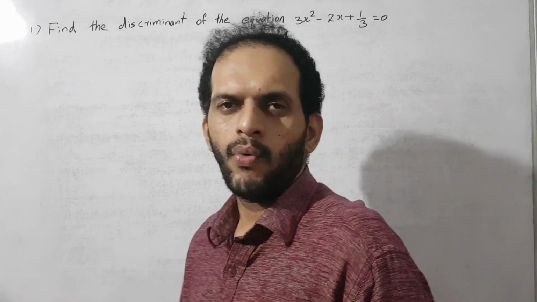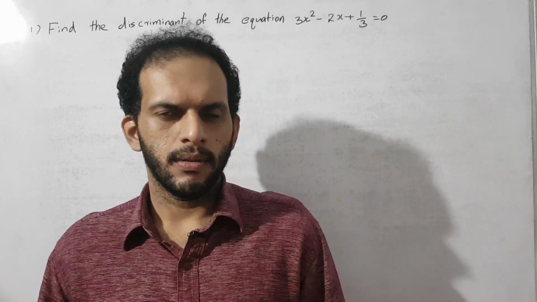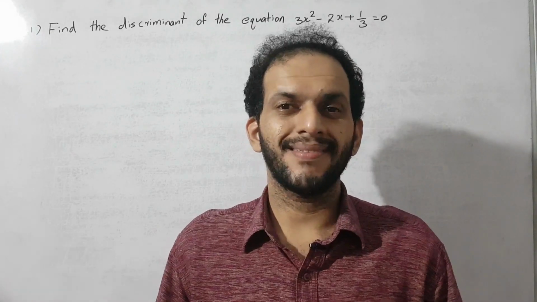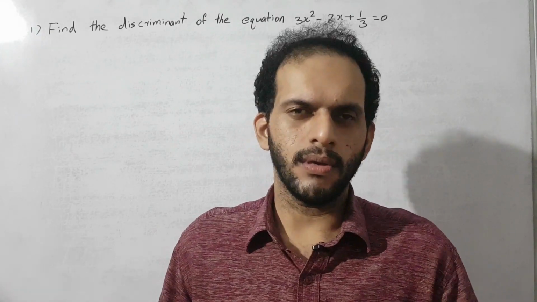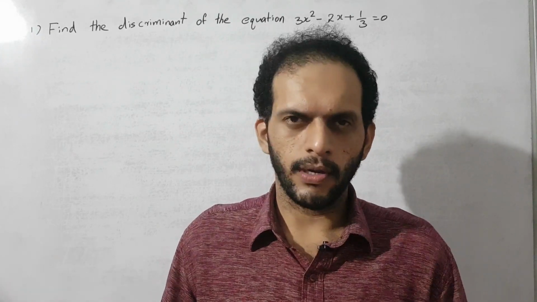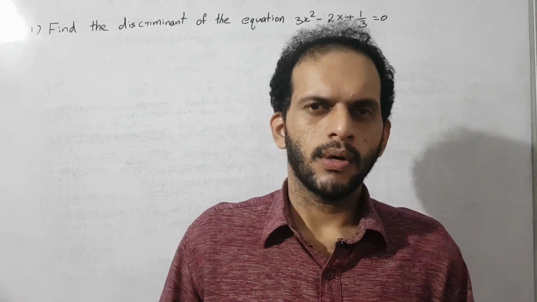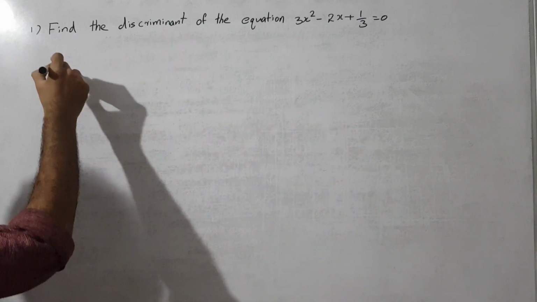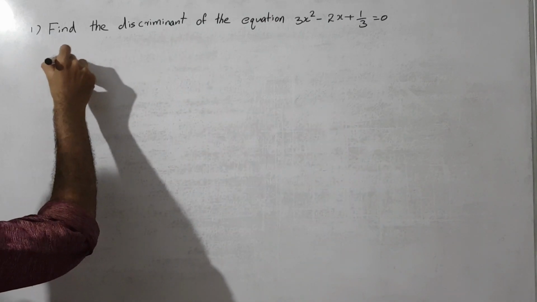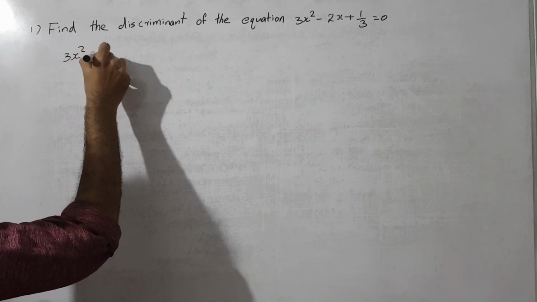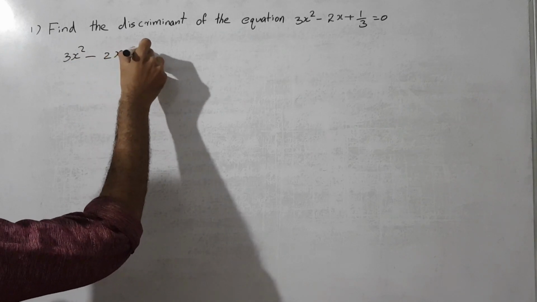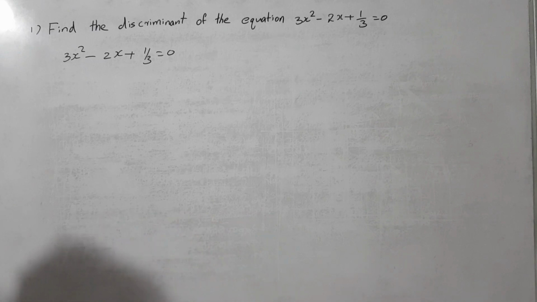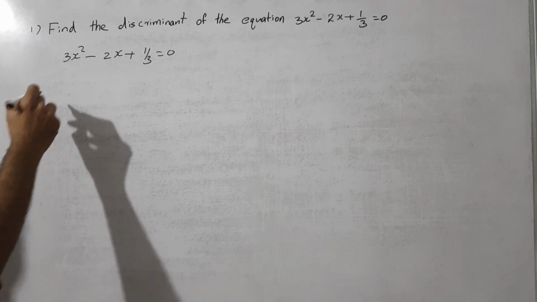0. So we know what we mean by discriminant. The discriminant of the quadratic equation ax square plus bx plus c is equal to 0 is b square minus 4ac. Correct? So here we are finding the value of b square minus 4ac. We write the equation once again. What is the equation? 3x square minus 2x plus 1 by 3 is equal to 0. So here we are finding the value of b square minus 4ac.